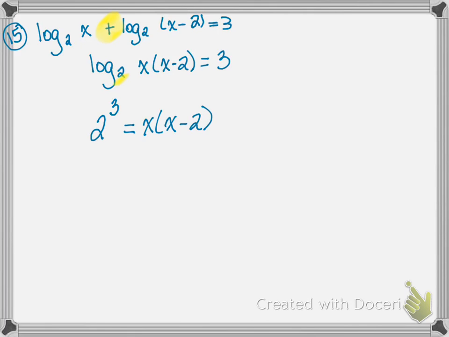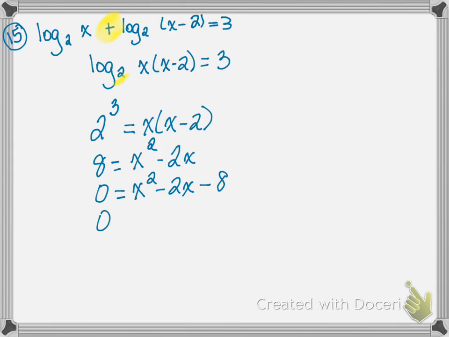And then my x times x minus 2 is what 2 to the third power is going to equal. So 2 to the third power is 8. I'm going to go ahead and distribute this to x squared minus 2x. At this point, we are able to identify that this is a quadratic function. And any quadratic that I get, I am always going to set it equal to 0 to solve. So I'm going to have 0 equals x squared minus 2x minus 8.